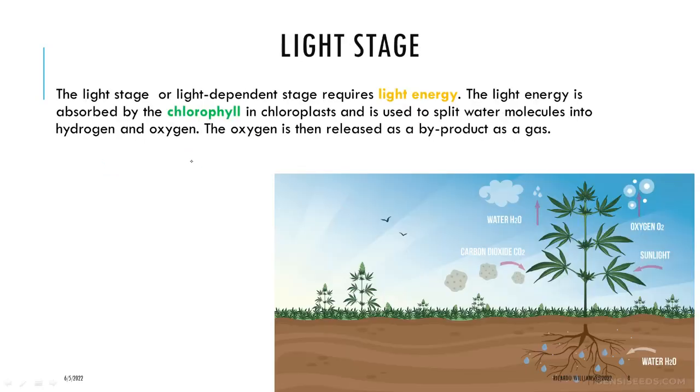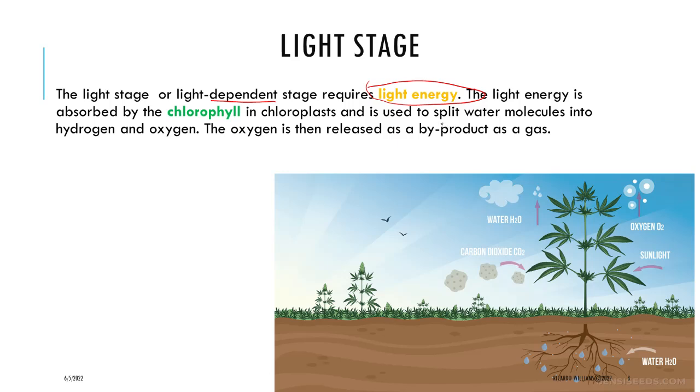So let us look at the light stage first. The light stage is also referred to as the light dependent stage, simply saying that this stage cannot happen without light energy. All right, so the light energy is absorbed by the chlorophyll. We have been saying that so far.